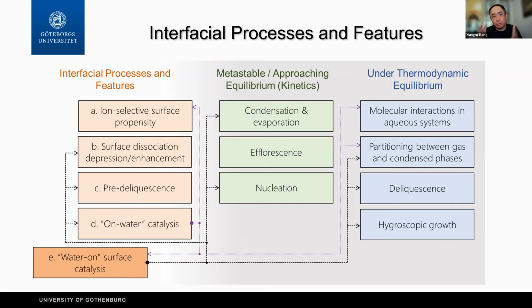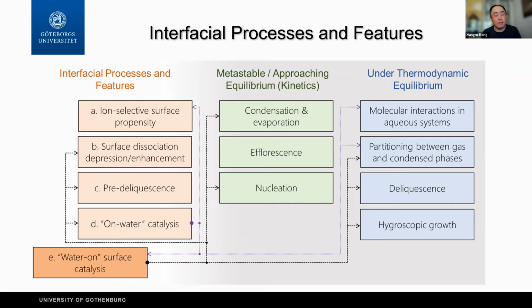Or B, the surface dissociation depression and enhancement, which means if you have something like a strong acid or strong base adsorbed on the surface of water or ice, the dissociation constant of that molecule can be different compared to what you measure in the bulk. So the surface acidity is similar to the pH, but pH doesn't have a definition on the surface. The pH or the acidity of the surface could be different compared to what you may have in the bulk. And in the bulk, this is what we usually describe by thermodynamics.